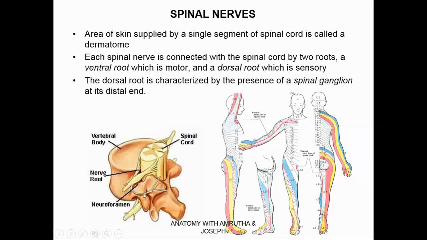Dorsal rami, which is comparatively small, and the ventral rami is big, that goes to the anterolateral part. Posterior rami goes to the posterior aspect to supply the muscles and the skin of that region. Dorsal root also has a swelling which is called the dorsal root ganglion, spinal ganglion, or the sensory ganglion, in which there is a collection of cell bodies of pseudo-unipolar cells.